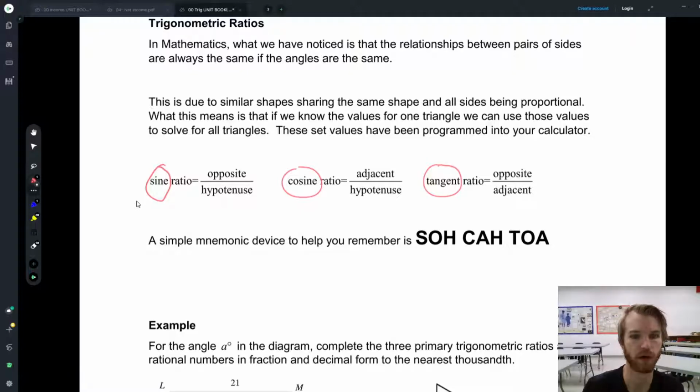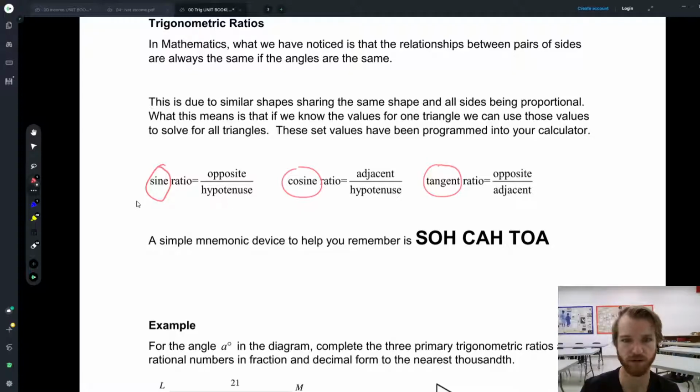There's an easy way to remember this, but this is also in your formula sheet. If you don't have your formula sheet out, then this is something that I write out at the top of all my trig problem pages, where on top of almost every problem, I write out SOHCAHTOA. Okay, so what does this mean? It's just a way of remembering all of this information.